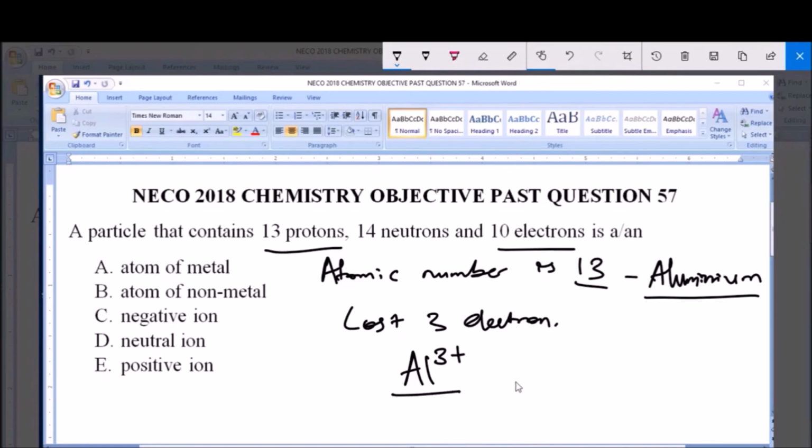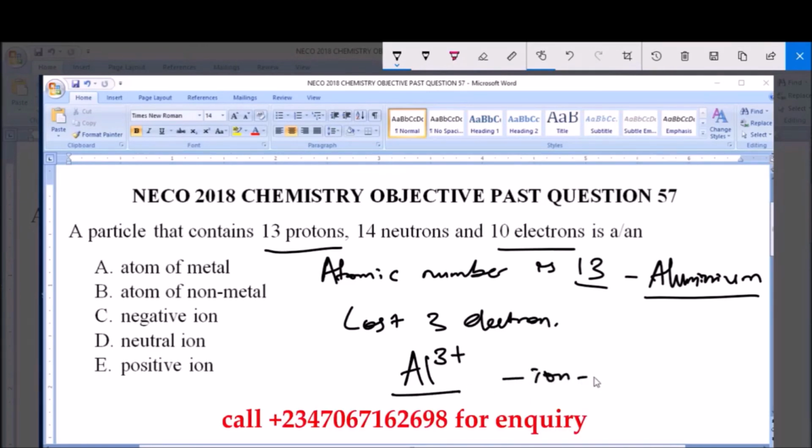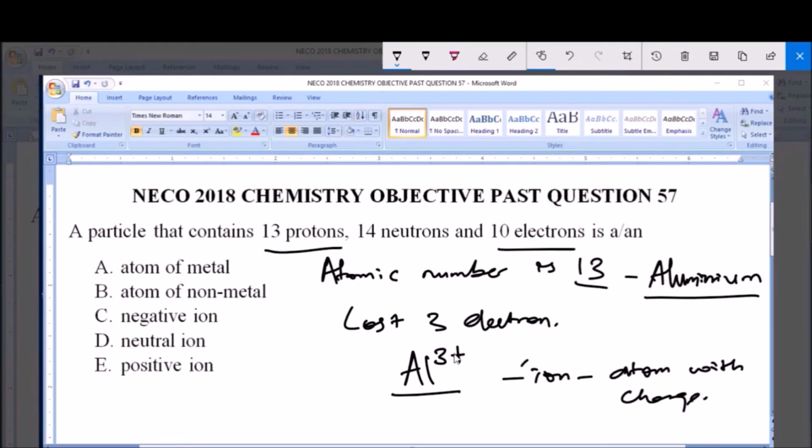Now looking at this, it is an ion, because ions are described as atoms with charges, either positive or negative. So this is an ion. Because it's carrying a positive charge, we say it is a positive ion. Remember, although it is an atom of a metal, that has not ascertained the true nature of this particle. The true nature of this particle is that it is a positive ion because it's carrying a positive charge, and this is the atom of aluminium. So the answer to this question is option E, positive ion.